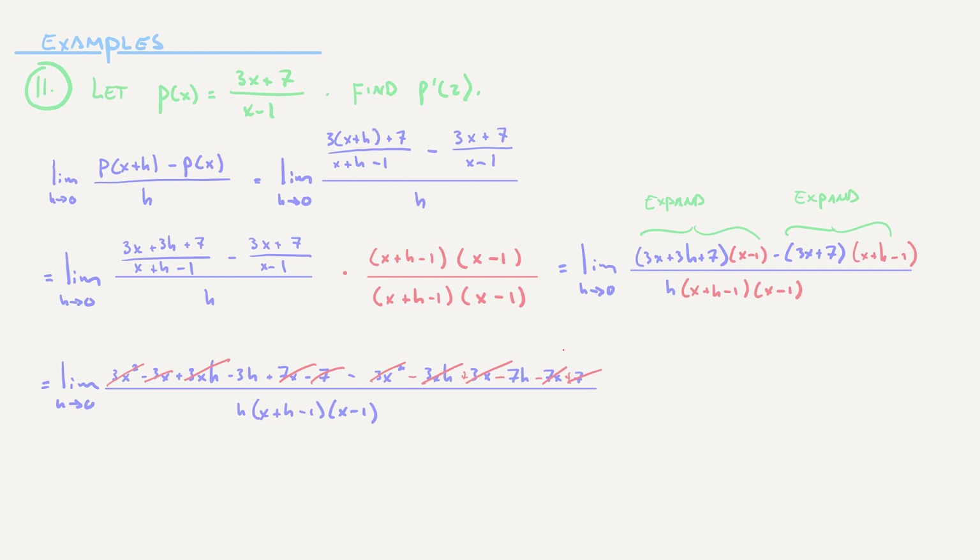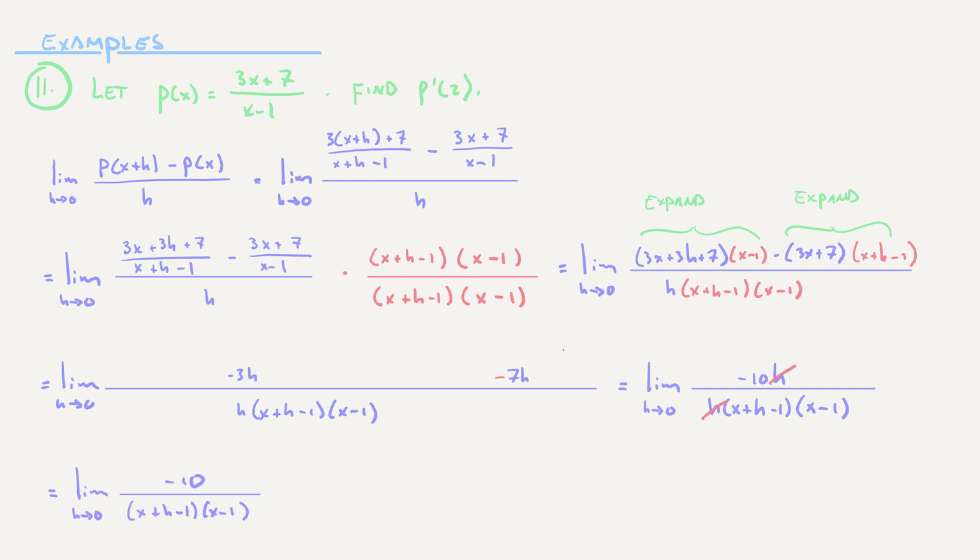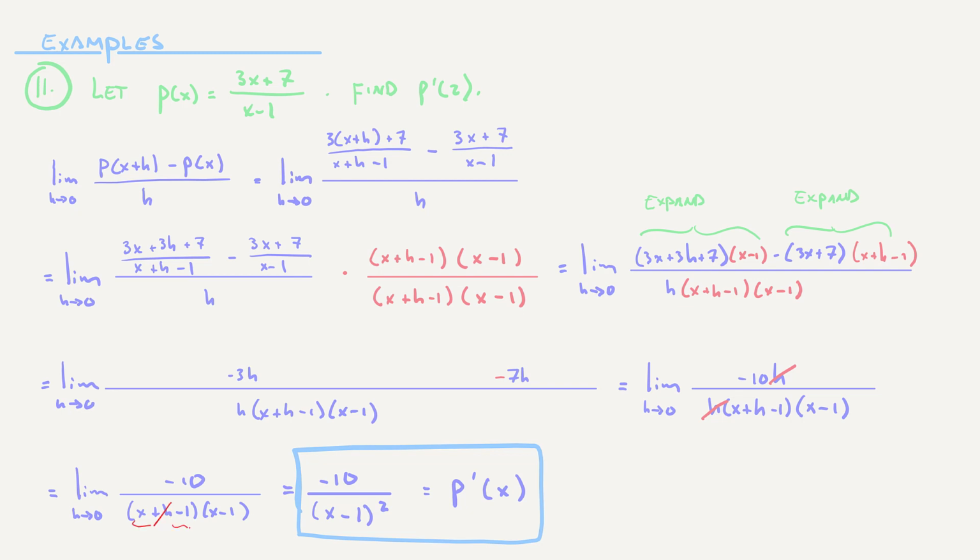And then again, a whole bunch of stuff cancels. In fact, everything except for this canceled. Well, negative 3h minus 7h is negative 10h. So we get negative 10h divided by this thing. The h's cancel, and we end up with this, which is something now that I can use direct substitution on. Plugging in 0 does not make the denominator undefined anymore. It doesn't make the denominator 0. So plugging in 0 just makes that 0, and I have x minus 1 times x minus 1, which is x minus 1 squared in the denominator. Negative 10 is just negative 10. And that is the derivative of p of x.